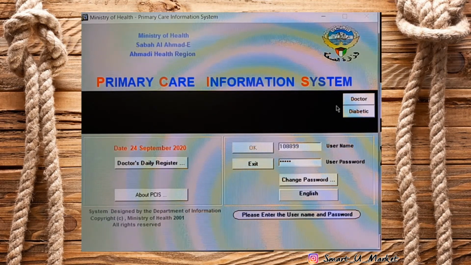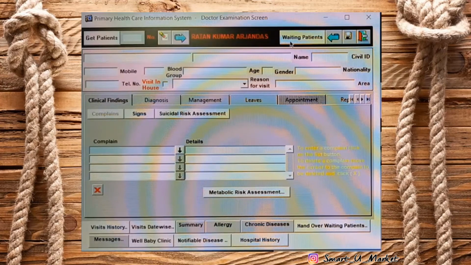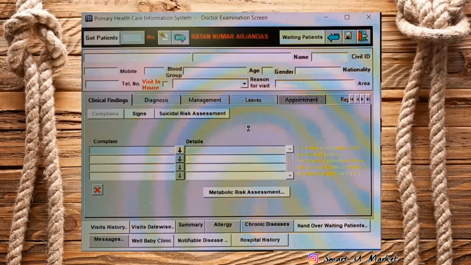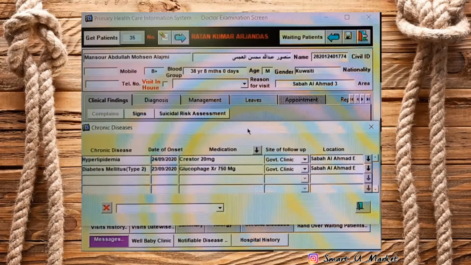When we go to the icons, there is the doctor icon and the diabetic icon. When we go to the doctor icon, we will find the general clinic. Here, when we press waiting patient, we will find the patient with visit serial 35 showing on the screen. So we have to take this patient first. That is the first thing we have to do, right?